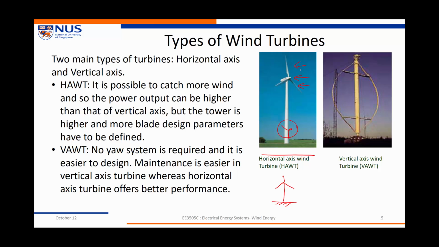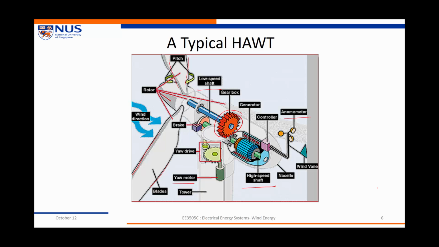In a vertical axis wind turbine, the rotation is along this axis, so we don't need any yaw system. The maintenance is much easier in a vertical axis turbine, whereas horizontal axis turbines offer much better performance. Vertical axis wind turbines also operate at very low wind speeds, while horizontal axis wind turbines are generally operated at slightly higher wind speeds. Now let's have a look at a typical horizontal axis wind turbine.